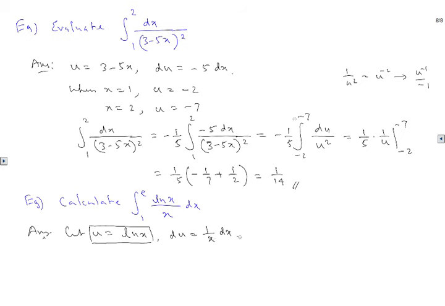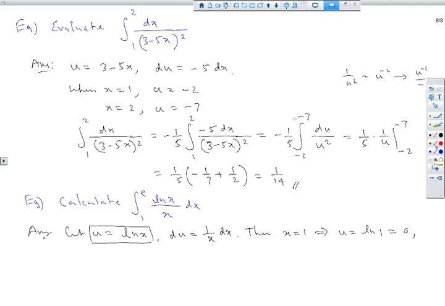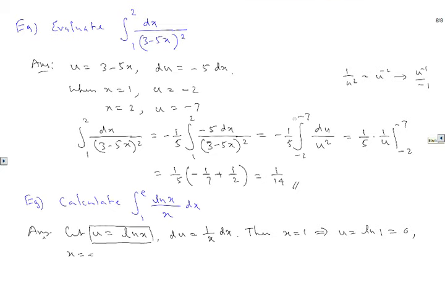Okay, and then we also calculate the new limits. x equal 1 gives u equal ln 1, which is 0, and x equal e gives u equal ln e, which is 1.